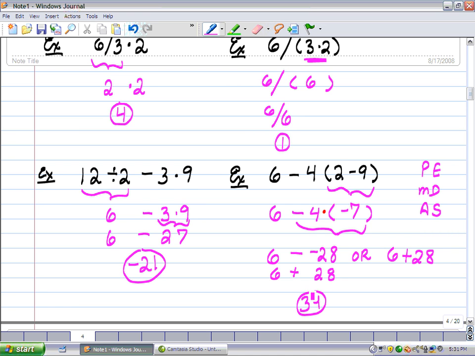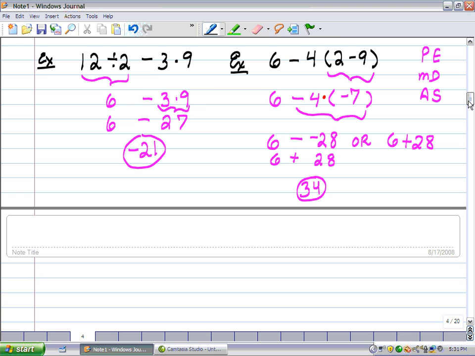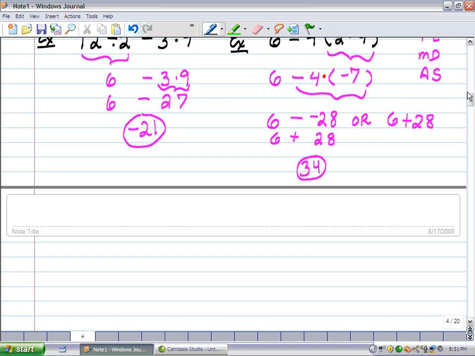So my answer to this one is 34. Okay, I want to mention a little bit about these exponents that we have in our little saying for the order of operations. Remember, an exponent is not multiplication by itself, it's repeated multiplication.